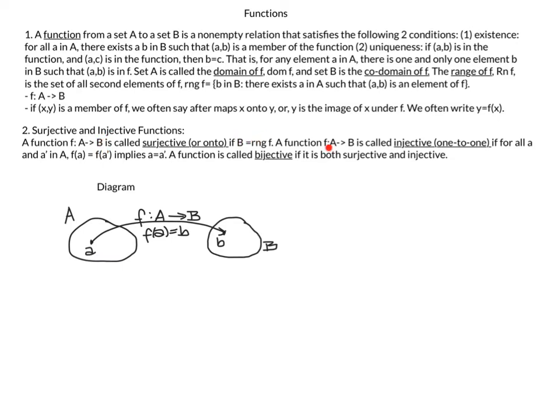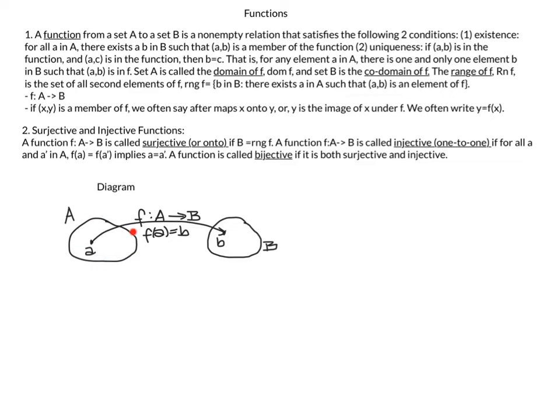A function f from A to B is called injective, or one-to-one, if for all a and a prime in the set A, f of a equals f of a prime implies that a equals a prime. And a function is called bijective if it is both surjective and injective. And we'll do some pictures to illustrate this.